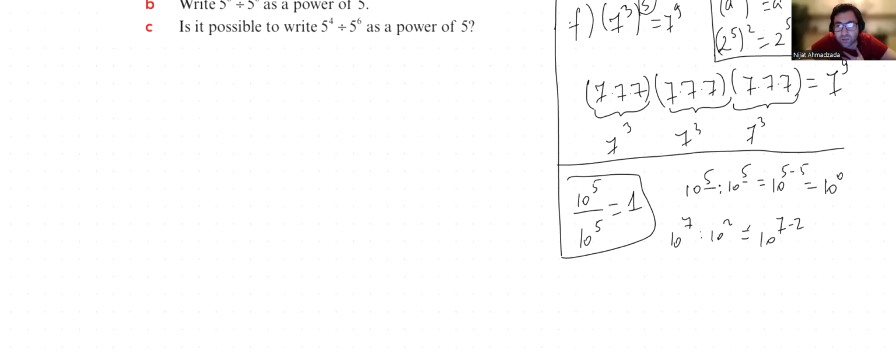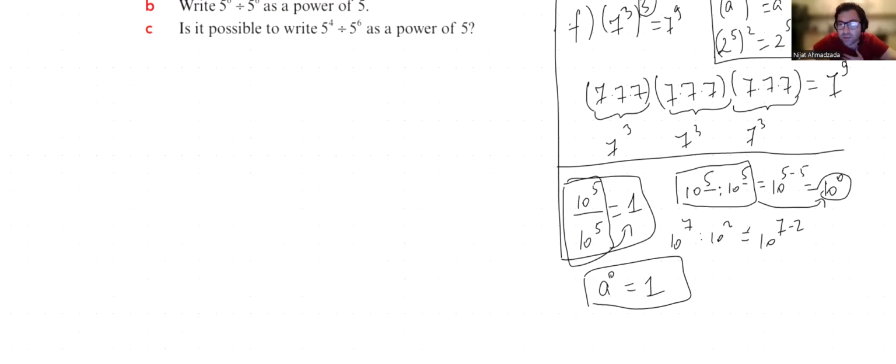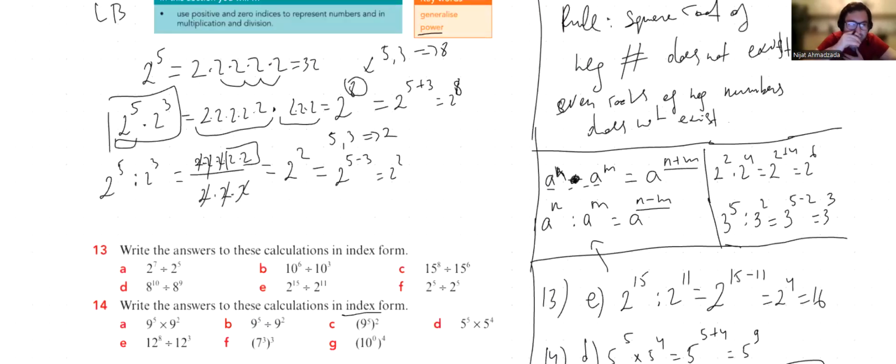So what did we get here? We got that 10 to the power of 5 over 10 to the power of 5 is equal to 10 to the power of 0. Also, we got 10 to the power of 5 over 10 to the power of 5 is equal to 1. So the rule is: any number to the power of 0, you see 10 to the power of 0, is equal to 1. This is our last rule for today, okay? This was another rule you see here, and they were the other two rules, okay?